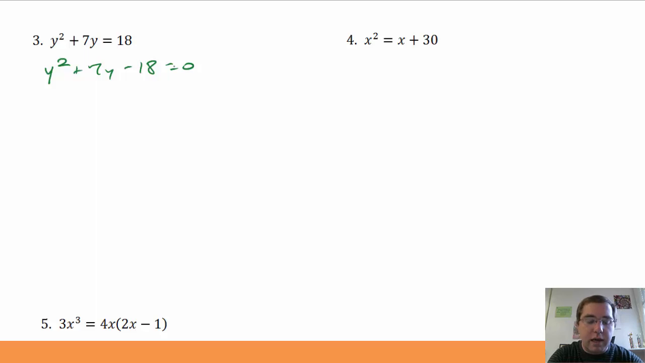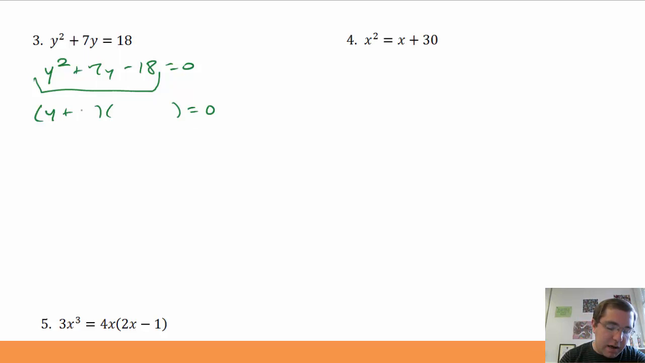So what we want to do is take the left-hand side, the y squared plus 7y minus 18, and rewrite it as a product of things that equal 0. Well, we can do that if we can factor the left-hand side. And we know how to factor that. We look for two things whose product is negative 18 and whose sum is 7. Well, how about positive 9 and negative 2? We'd have y plus 9 and y minus 2. 9 times negative 2 is negative 18. 9 plus negative 2 is positive 7.